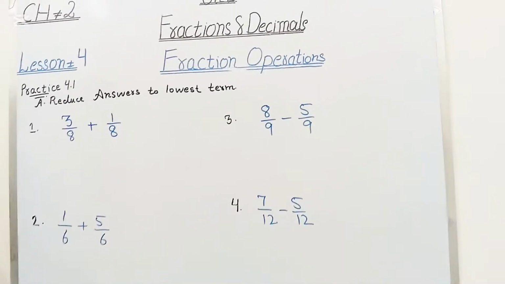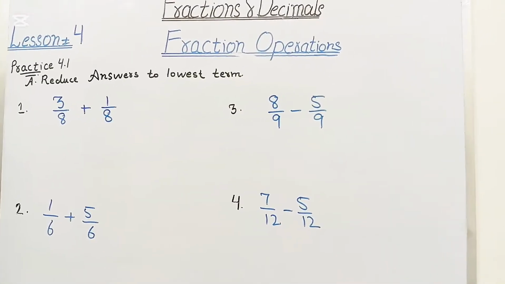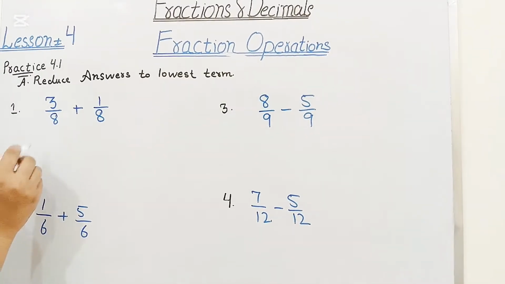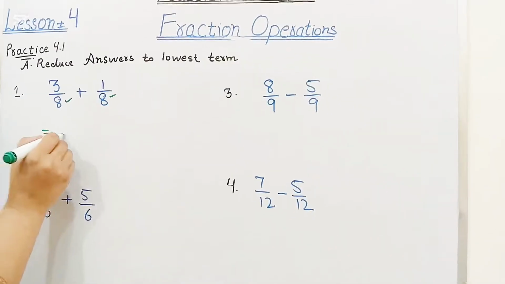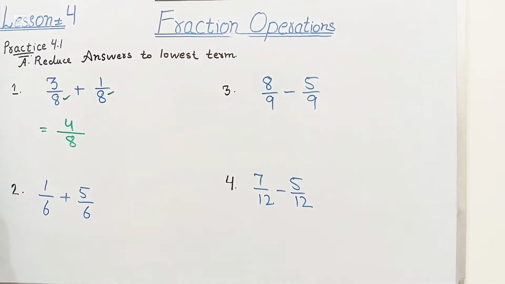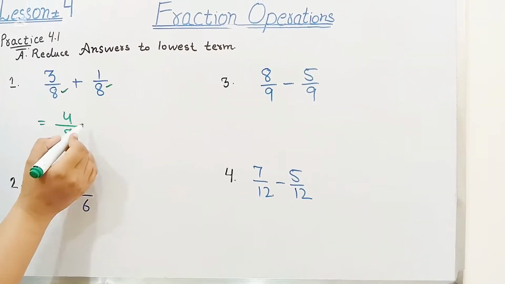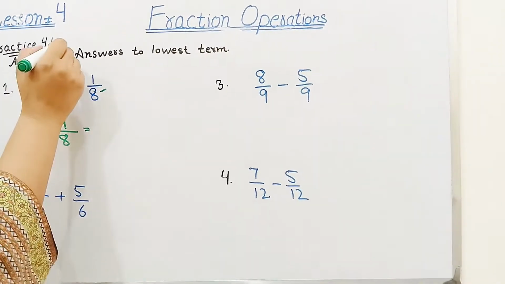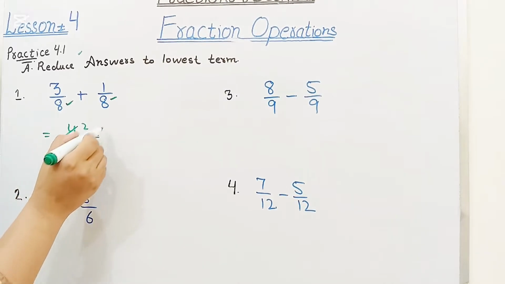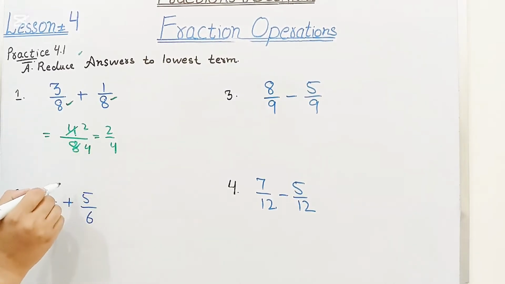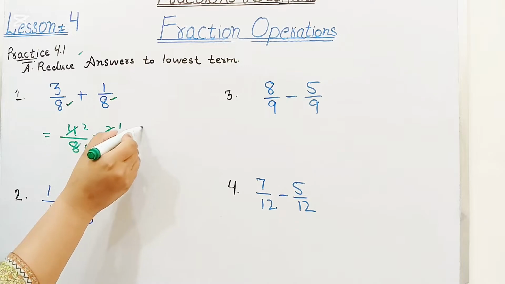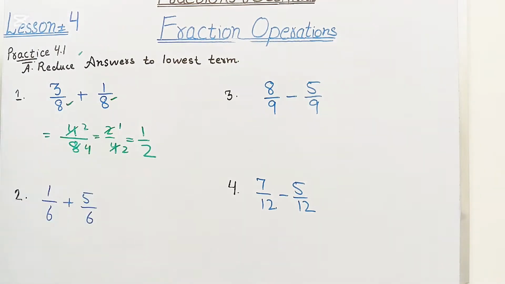So there is practice 4.1a: reduce answers to the lowest term after the addition or subtraction. There is the common denominator. So 3 plus 1 is 4. We will not add the denominators and will not change them if the denominators are the same. And they said to reduce the answer. 2 2s are 4, 2 4s are 8. 2 by 4. Now you can again reduce them. 2 1s are 2, 2 2s are 4. 1 over 2 is the final answer.